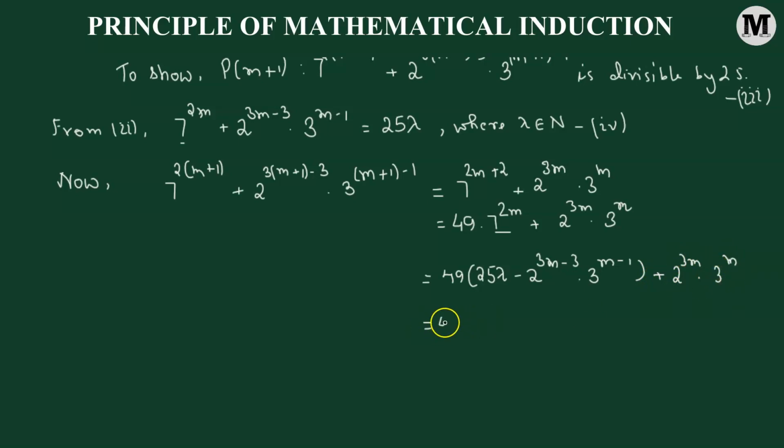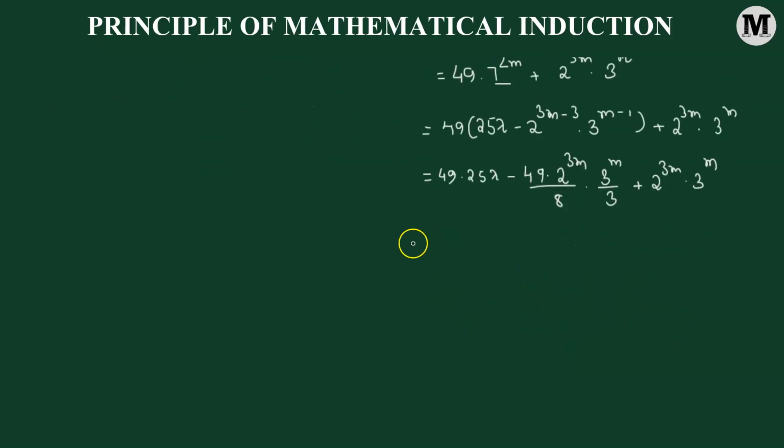Okay, let's distribute 49 with each of the two terms within the parentheses to get 49 times 25 lambda minus 49 multiplied to 2 raised to the power of 3m minus 3. We can express it as 2 raised to the power of 3m divided by 8 multiplied to 3 raised to the power of m minus 1, which we can express as 3 raised to the power of m divided by 3, added to 2 raised to the power of 3m times 3 raised to the power of m. Now, in the second and the third term, we can take 2 raised to the power of 3m times 3 raised to the power of m as the common factor.